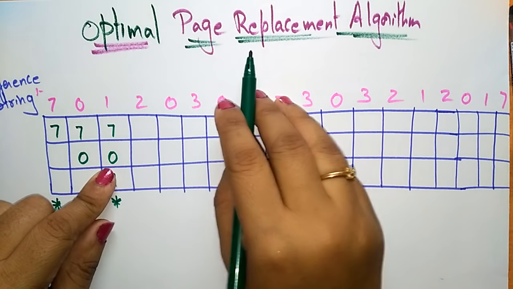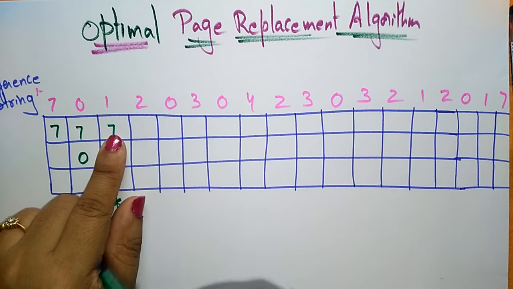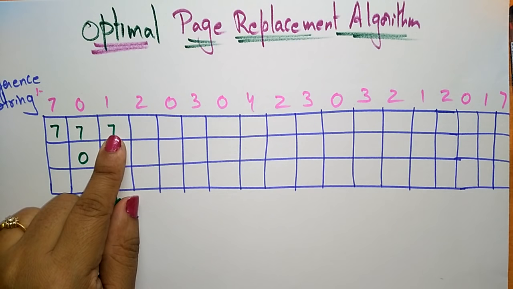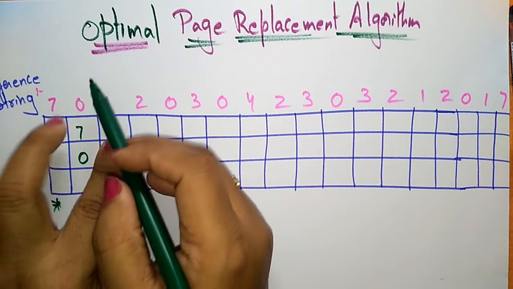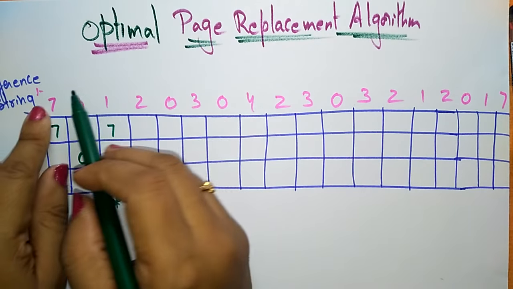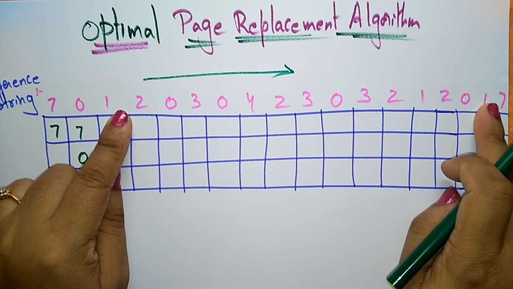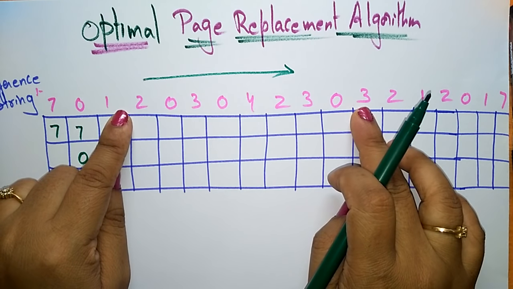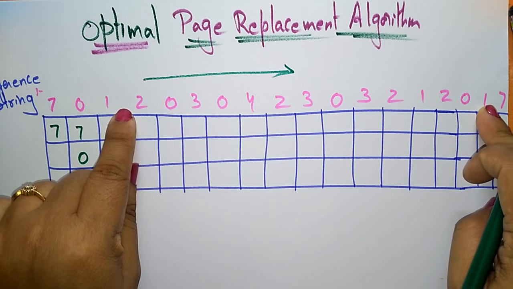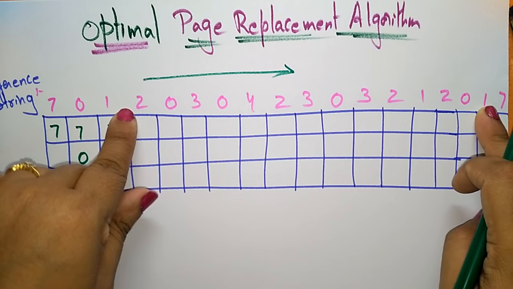Now here I have to follow the optimal page replacement algorithm. Optimal page replacement says that we have to replace the page which is used later. Up to now, in FIFO and LRU, we checked the left-hand side, that is, the already used reference pages. But in optimal page replacement, we have to check this side, that is, which page is not used for the longest time in the future. That page has to be removed.